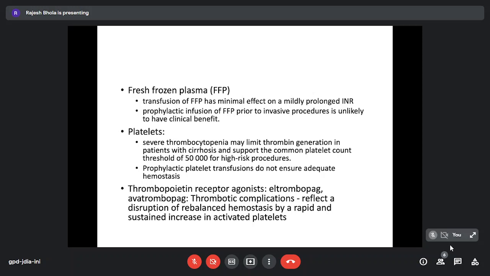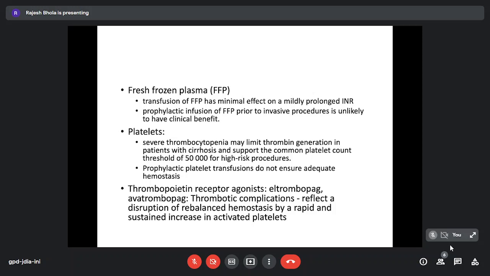So don't prophylactically transfuse FFP just looking at an increased INR value. Platelets similarly, severe thrombocytopenia may limit thrombin generation in patients with cirrhosis, and a common platelet count threshold of 50,000 is used for a high-risk procedure. You can do a prophylactic platelet transfusion. Otherwise, if it is an elective procedure, another choice is a thrombopoietin receptor agonist like eltrombopag or avatrombopag, etc.